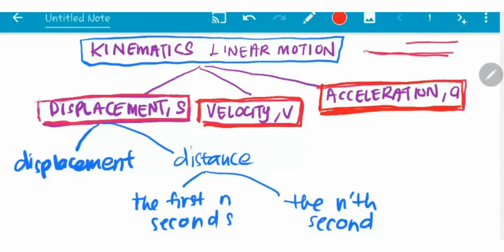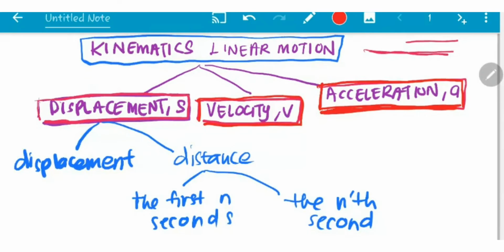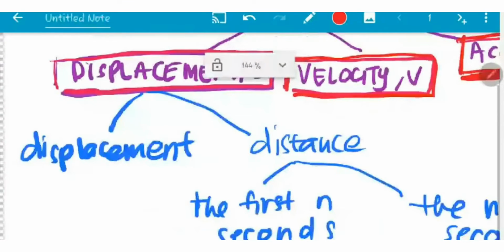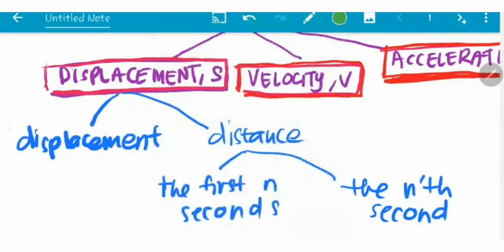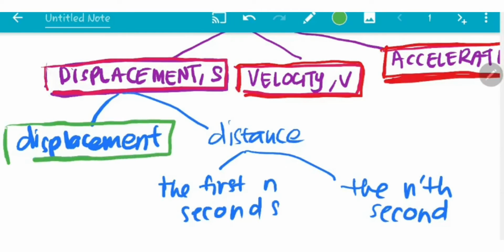So today, I just want to focus on displacement first. Hari ini displacement sahaja. Velocity, acceleration, next class. Okay, for displacement, you must understand what is displacement and what is distance.